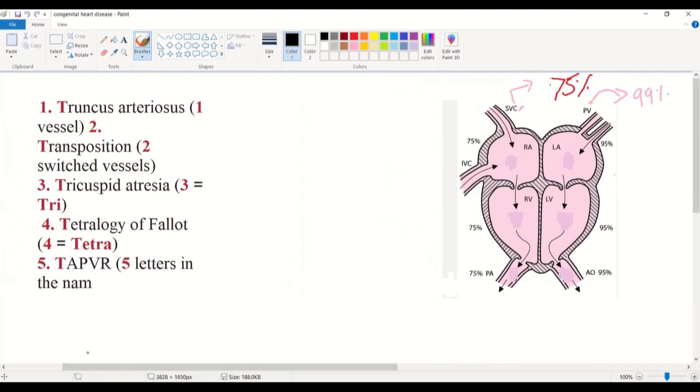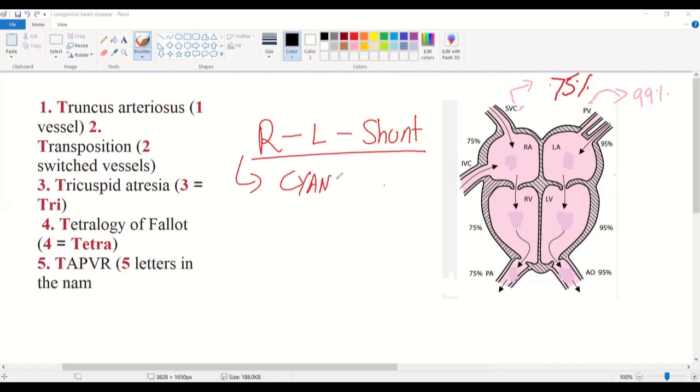Okay. Now I'm moving toward the right to left shunt. The right to left shunt diseases present with cyanosis. So first we discuss the disease known as truncus arteriosus, right?